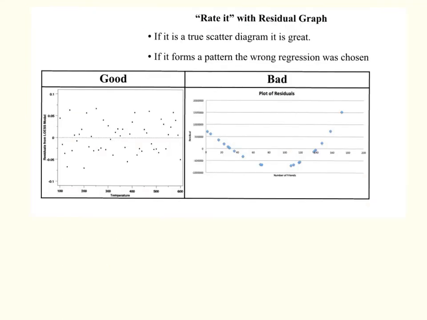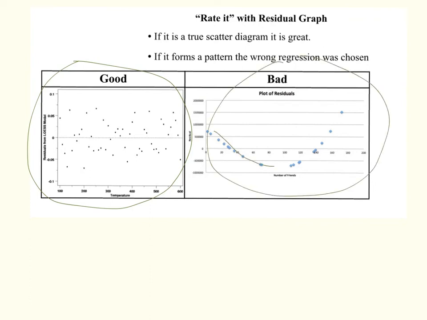The last topic we're going to talk about is residual graphs. Your residual is how far the data points are from the line of best fit. If there's a pattern, a true scatter diagram is a good pattern, a good fit. That means I drew the right line of best fit with the correct linear regression. If it's bad, it's going to show a pattern. In this case, it's showing some type of quadratic pattern. Therefore, it's bad.